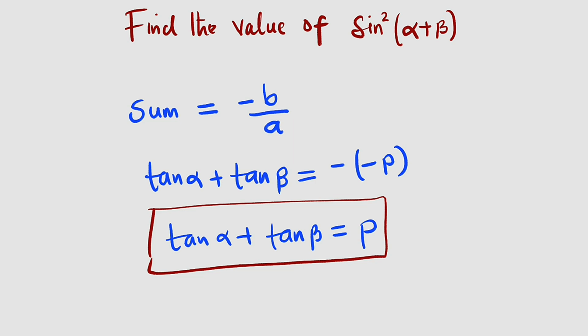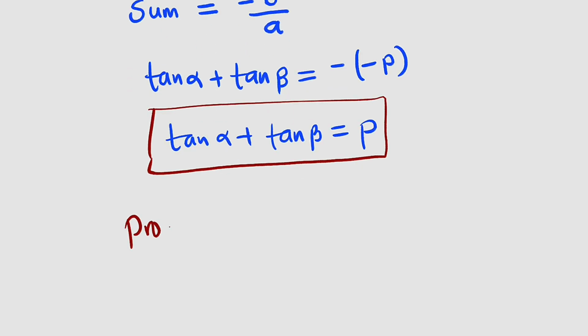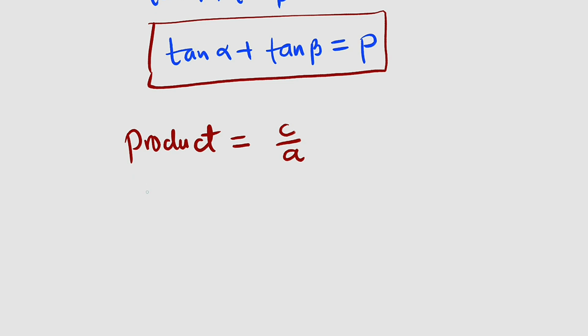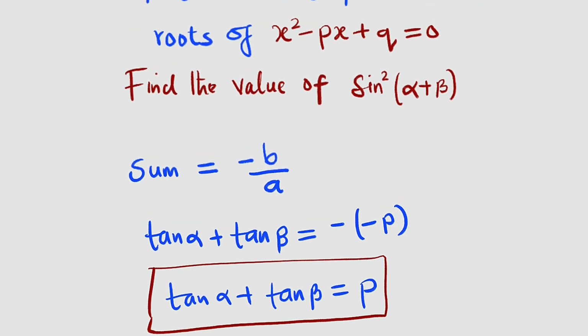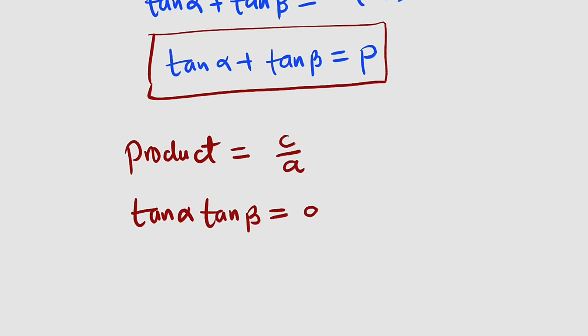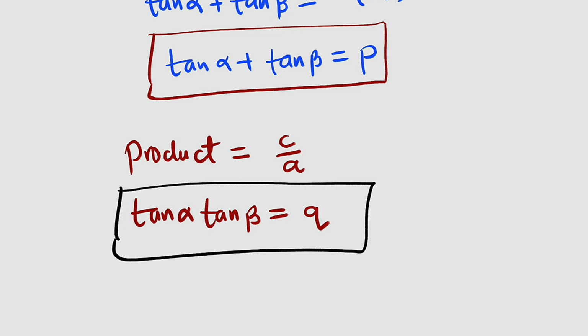Now, talking about the product of quadratic roots, it can be obtained by taking the constant and dividing it by the leading coefficient. And what is the product? Meaning we should multiply the two roots together, tan alpha and tan beta, which is equal to c. That is the constant q here. Remember that a is 1, so we don't have to divide by 1. This is another important equation.